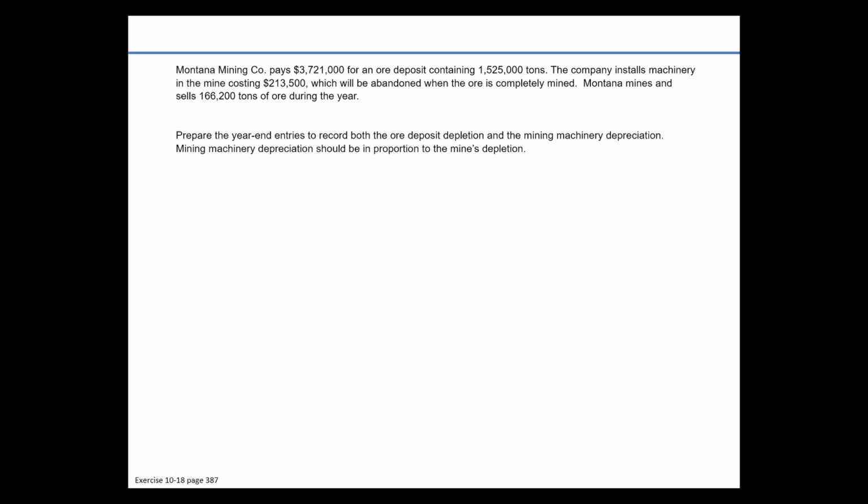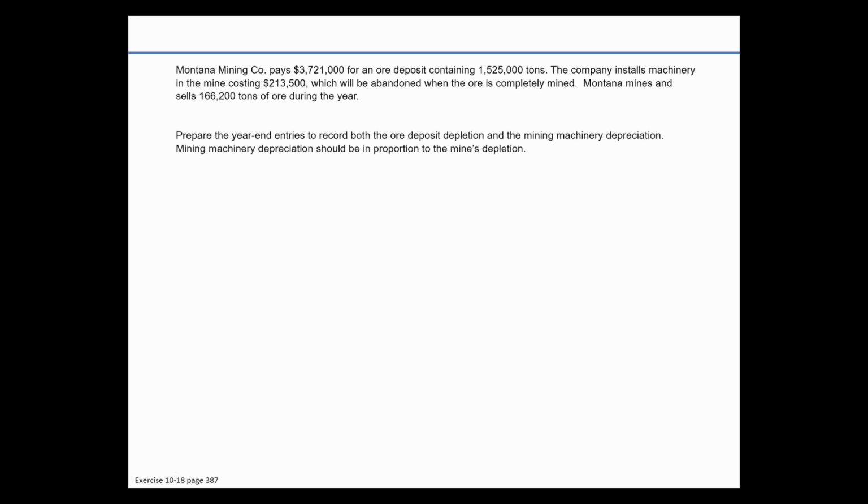Depletion of natural resources, and I don't believe I had one of these on the homework. I'm not sure, but we'll look at it anyway. So Montana Mining Company pays $3,721,000 for an ore deposit containing 1,525,000 tons. The company installs machinery in the mine costing $213,500, which will be abandoned when the ore is completely mined. Montana mines and sells 166,200 tons of the ore during the year. So we'll prepare the year-end entries to record both the ore deposit depletion and the mining machine depreciation.